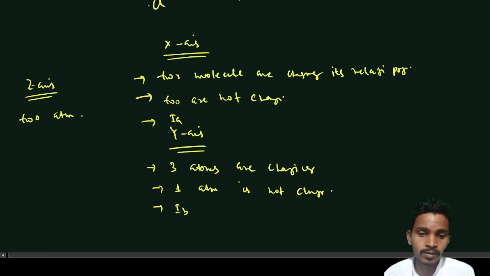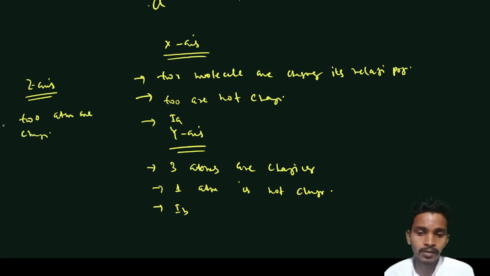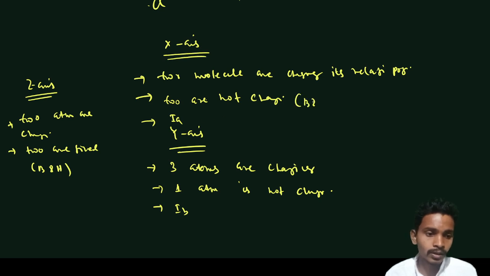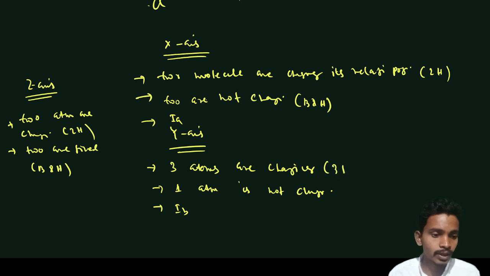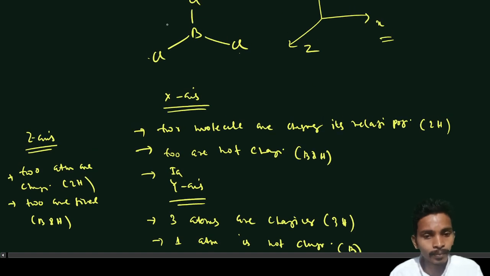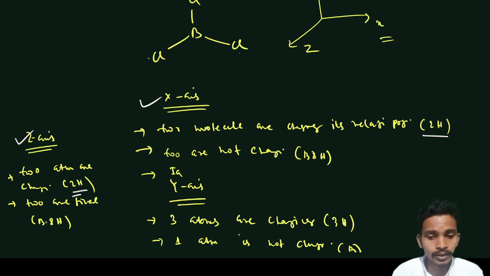It means two atoms are changing and two atoms are fixed. Fixed are boron and one hydrogen. Here also two atoms are fixed, boron and hydrogen, and two are changing, that is two hydrogens. Here also two hydrogens are changing. Here three are changing, meaning three hydrogens, and one is fixed, that is boron. So you see that for the z-axis and x-axis, here also two hydrogens are fixed and two are changing, here also boron and hydrogen.